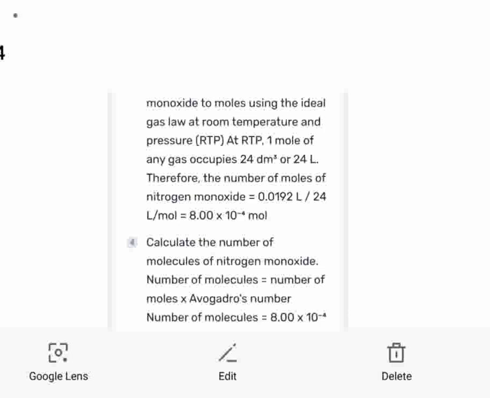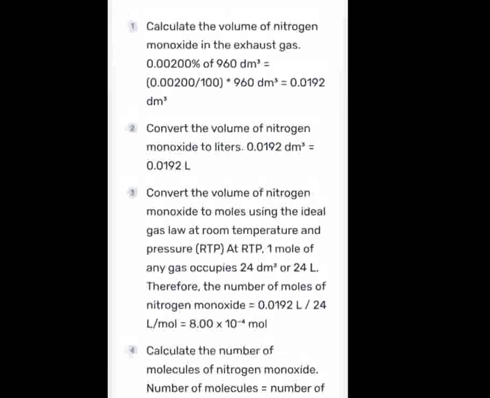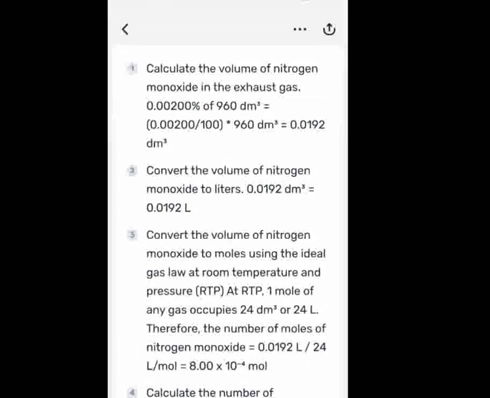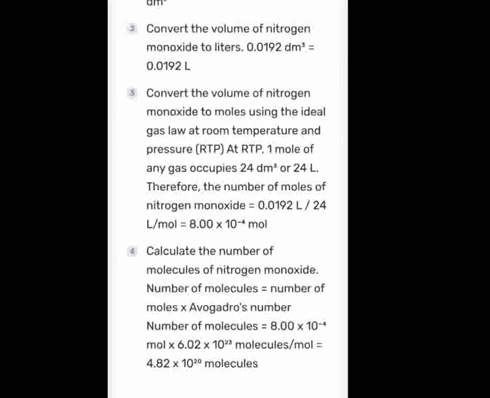First of all, in the very first step, we have to calculate the volume of nitrogen monoxide in the exhaust gas. So it is 0.00200% divided by 100 into 960 to get the volume. Then convert the volume of nitrogen monoxide into moles by using ideal conditions. So you divide the value with 24 decimeter cube, 24 liter here.